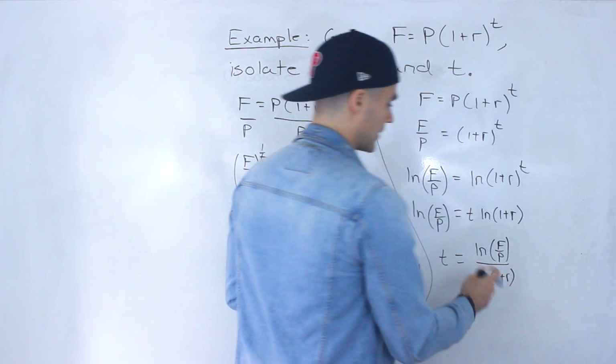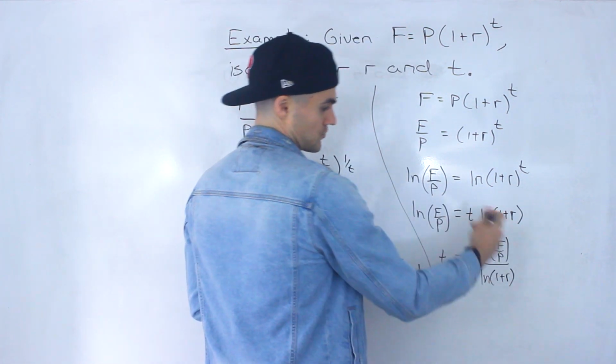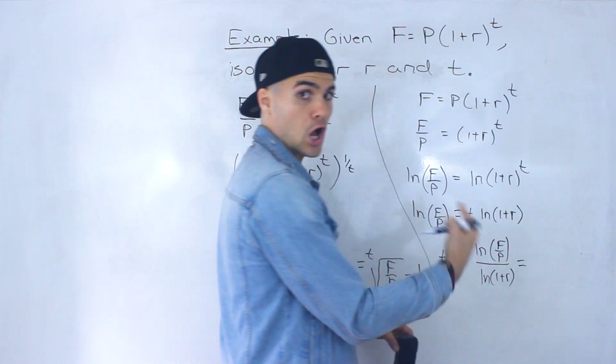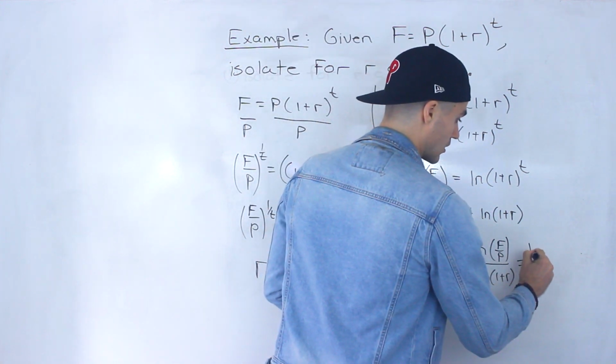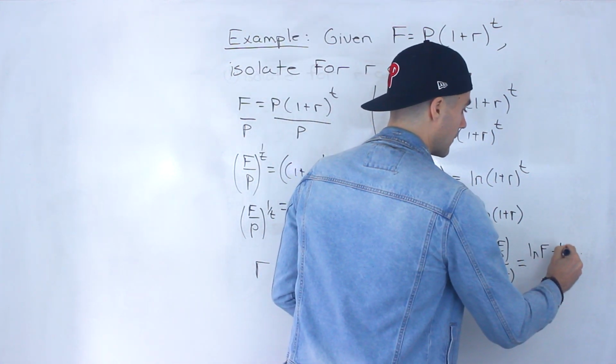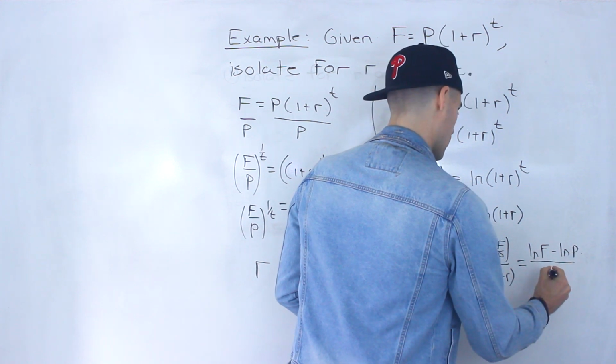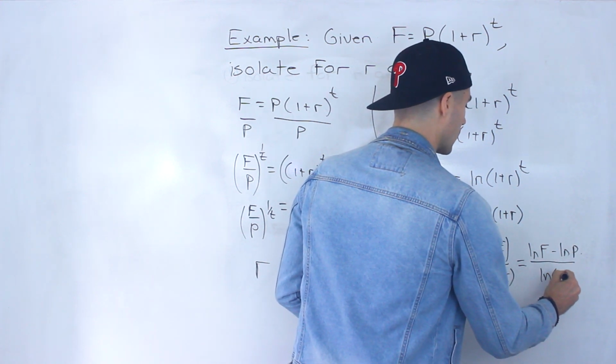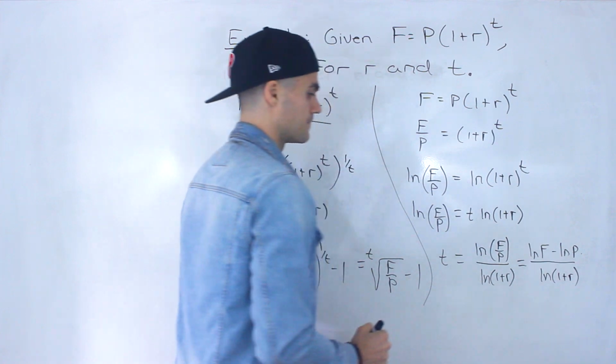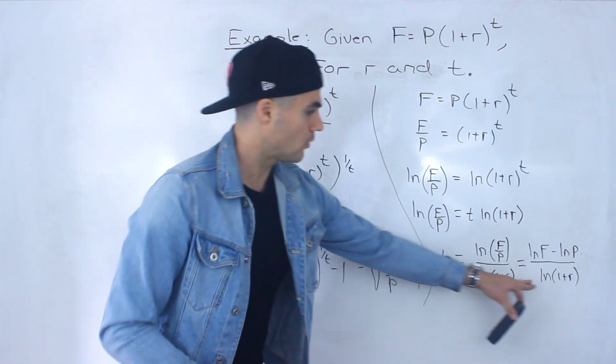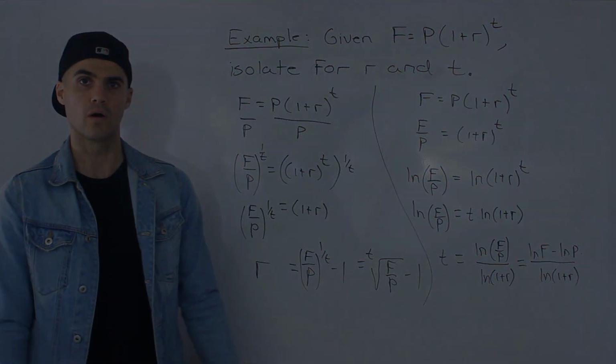And again, if you want to make this look a little nicer, not have a fraction within a fraction, you could use logarithmic rules again to write this as ln of f minus ln of p, over ln of 1 plus r, like that. So either that or that is the equation for t.